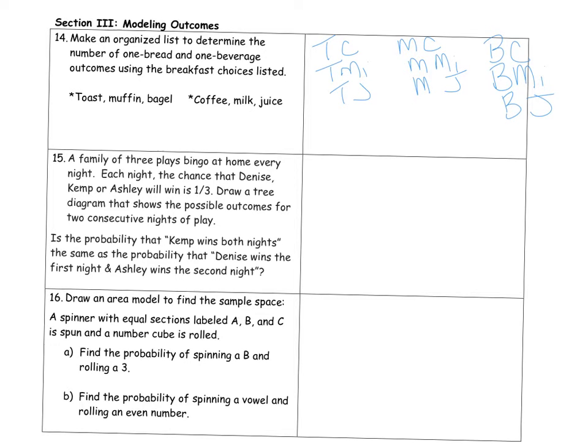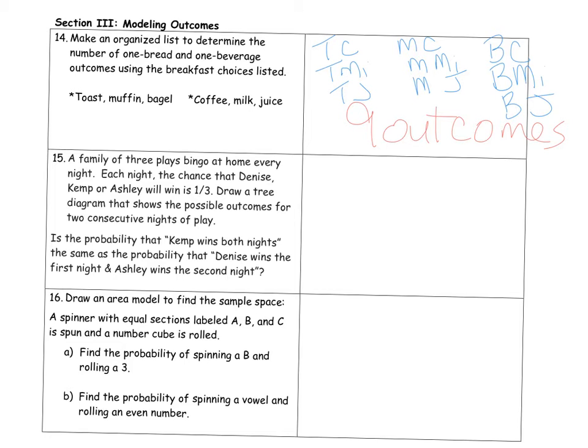Notice that I used M for muffin, but MI for milk. Makes the list a little easier to read. So we were asked to make a list. The list represents the sample space. And when we add it up, we find out that there are, in fact, 9 outcomes.